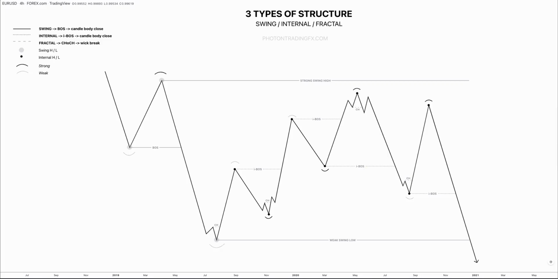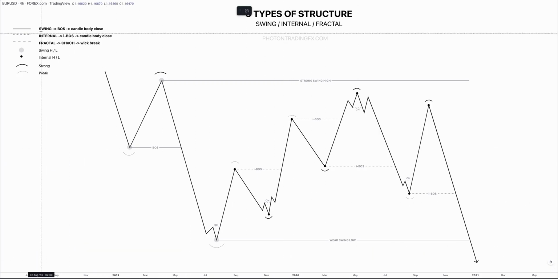So now we are going to revisit the three types of structure, which hopefully you already saw in the introduction towards the start of the module, where we spoke about the three types of structure that we're going to use. So swing structure, internal structure, and fractal structure. Now, the last few lessons, we've broken those down into their individual parts, right?